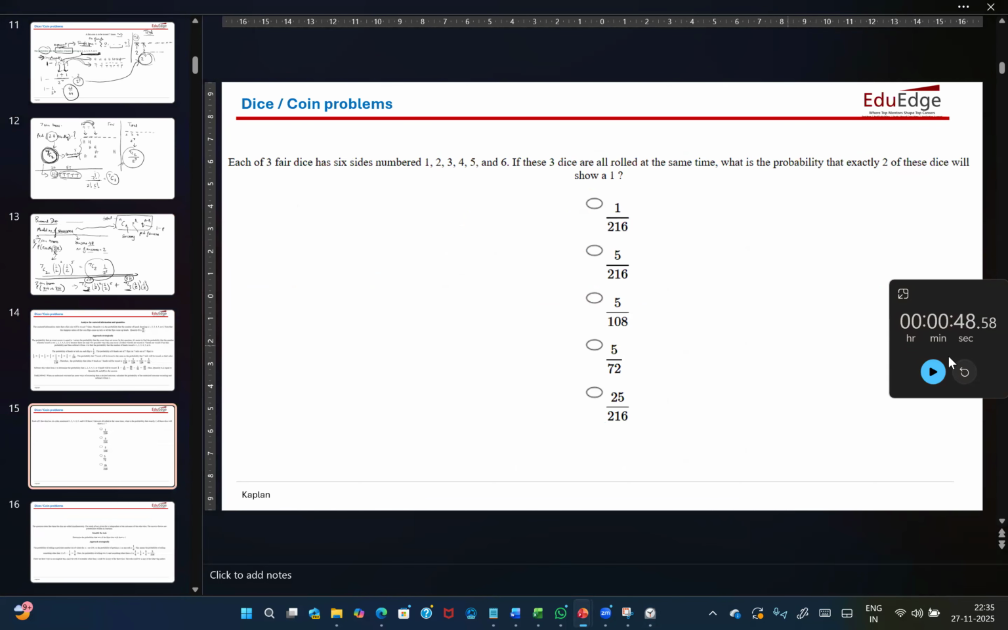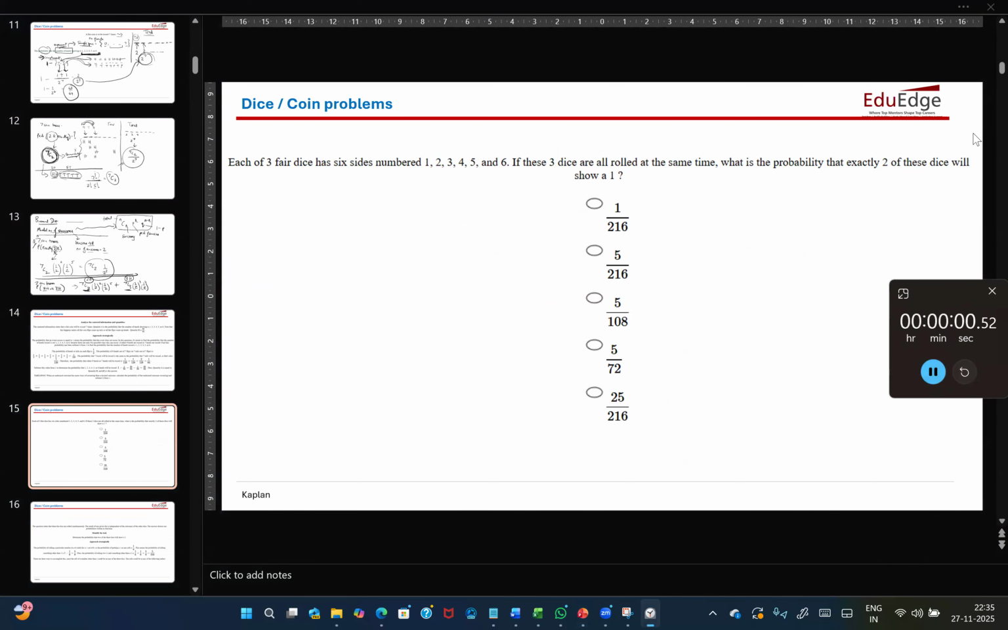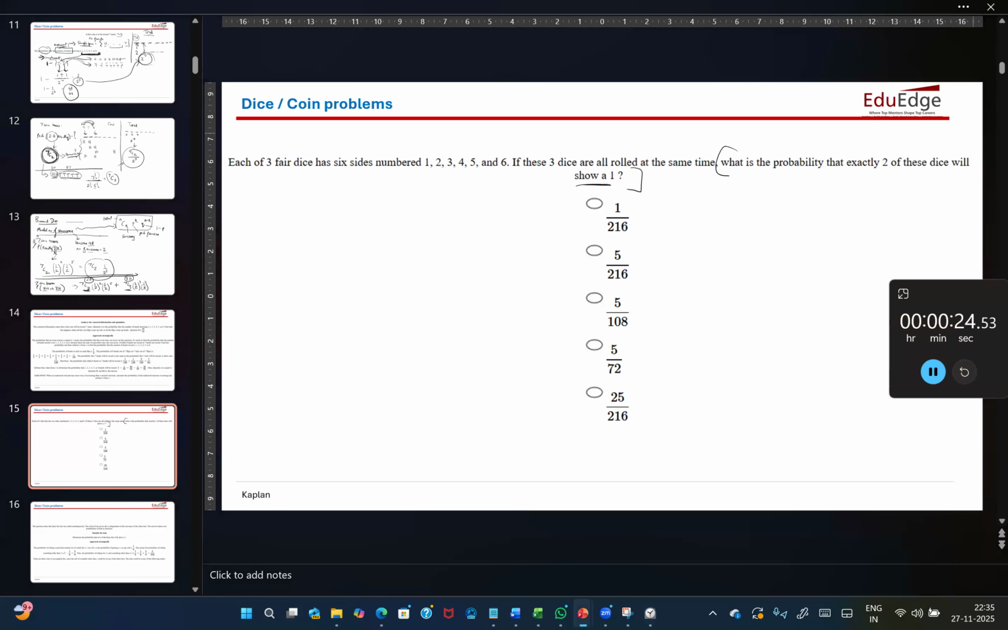Okay. Now tell me what is this? Each of three fair dice has six sides. Now what is a success here? Success is showing two dice show a one. So this is the question stem. This will be a success. That will tell you what is a success.